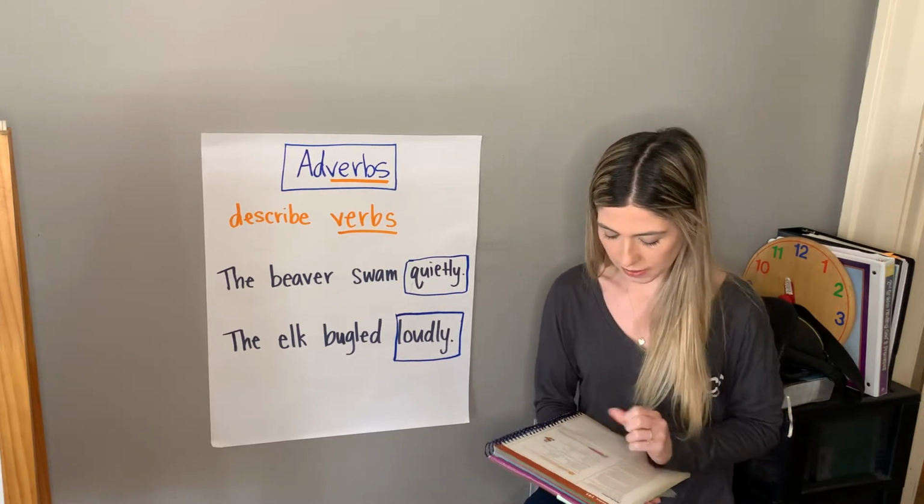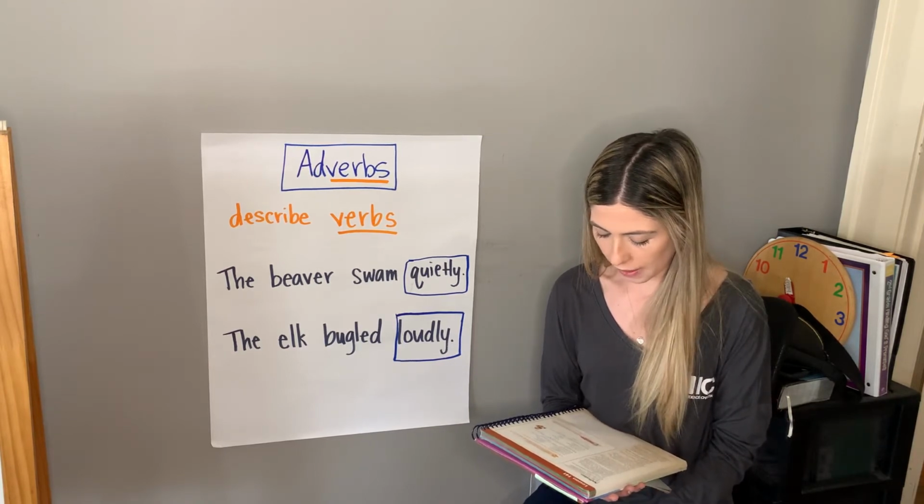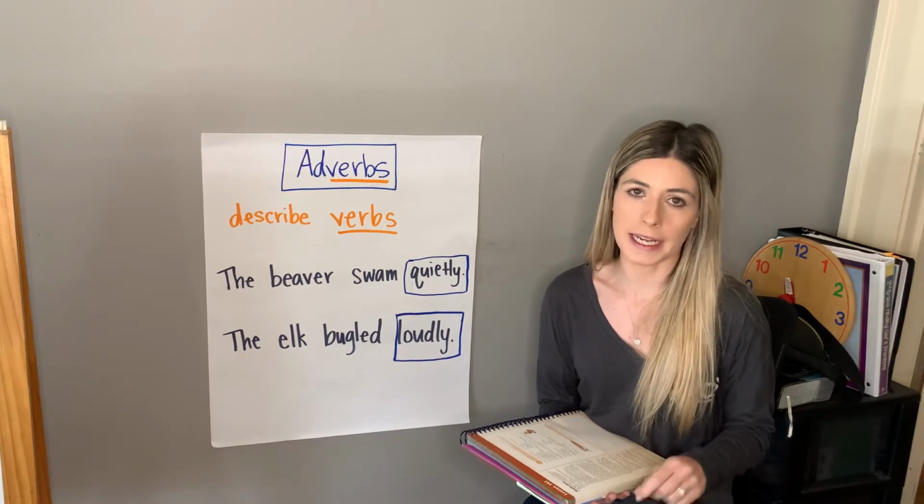So section 1 says, read the sentences. Write the verb and adverb on the lines. Now, they double underline the verb in each sentence for you.